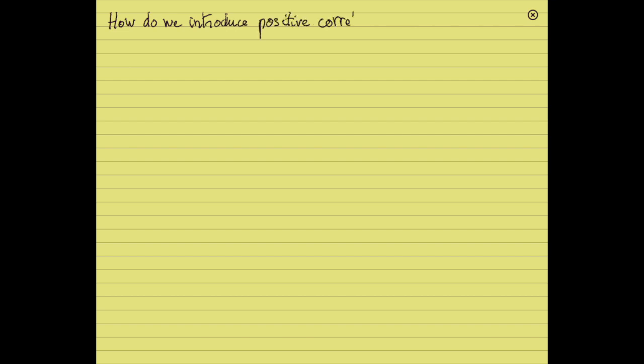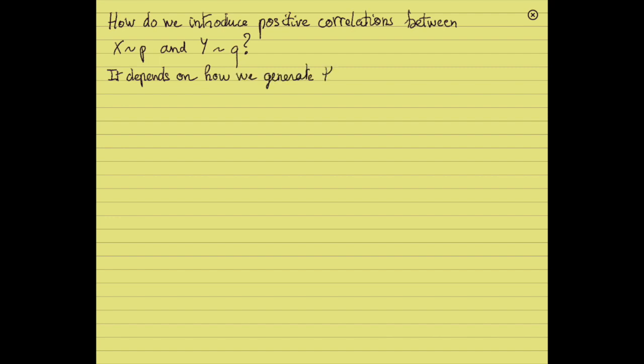So the natural question is, how do we actually introduce positive correlations between two random variables, x following p and y following q? Of course, it will depend a little bit on the context. So it will depend exactly on how we intend to generate those two variables in the first place. So let's look first at the simplest case, where the random variables are drawn from algorithms that rely on some random input.